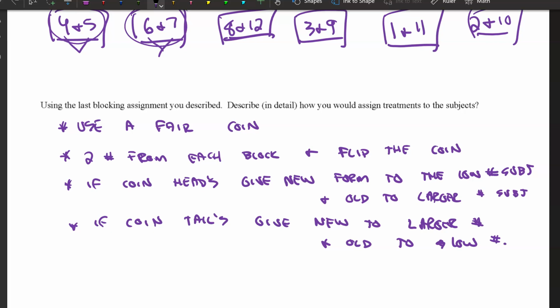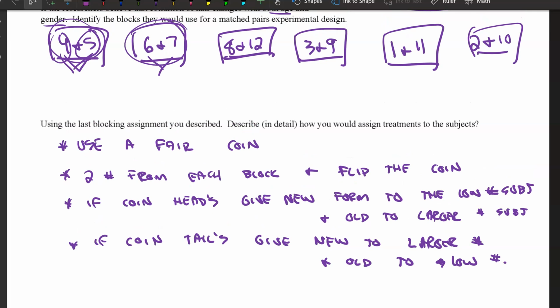This is one way to do it. Somehow you need to randomly assign the old and the new shampoos to the two people in the group. This is one example. You could do any other things you want. You could write 4 and 5 on a slip of paper and mix it up, put it in a hat, mix it up. Whichever number you draw out first gets the new, the other gets the old. And you could repeat that process for each block.